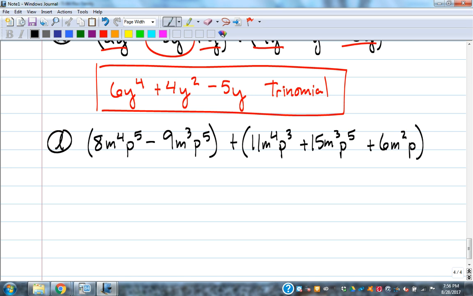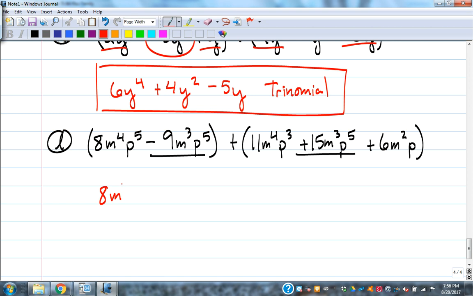8 m to the fourth and 11 m to the fourth. Do they have the same number of p's? No, so we can't put them together. It's got to have the same variables and the same number of variables to put together. So the 8 m to the fourth p to the fifth can't go with anything else. So I'll go to the next term. Negative 9 m to the third p to the fifth plus 15. Yeah, those two guys can go together.